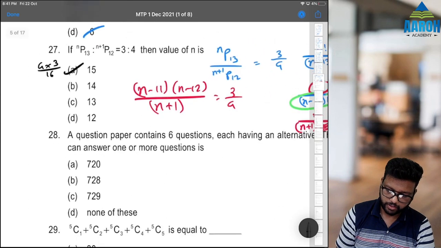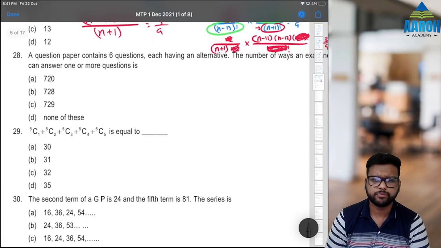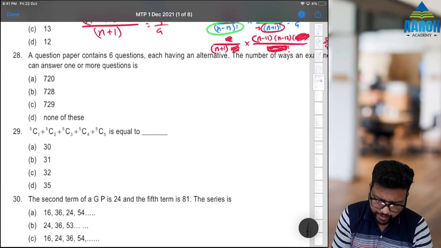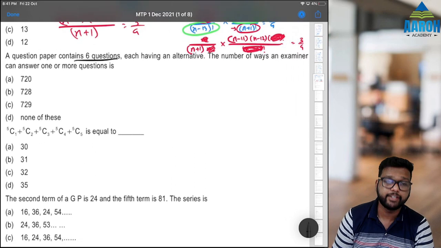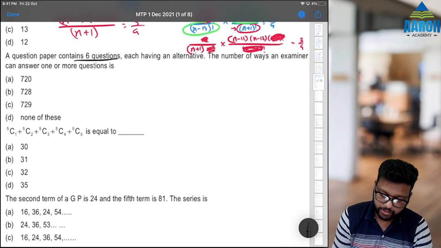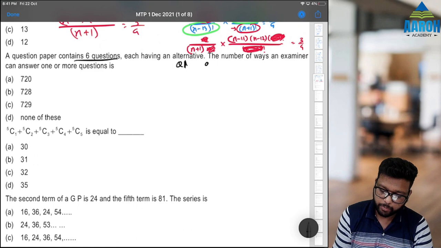Okay. Next 28, again a module question. A question paper contains 6 questions, each having an alternative. That means there are 6 questions. Question 1 has options A, B. Question 2 has A, B. 3 A, B. 4 A, B. 5 A, B. 6 A, B.